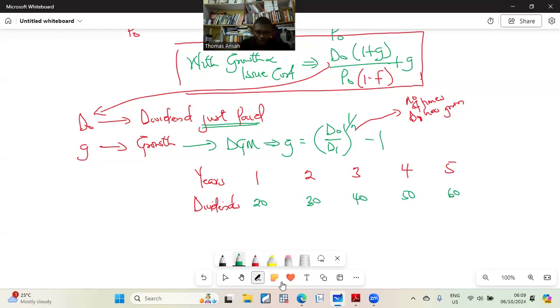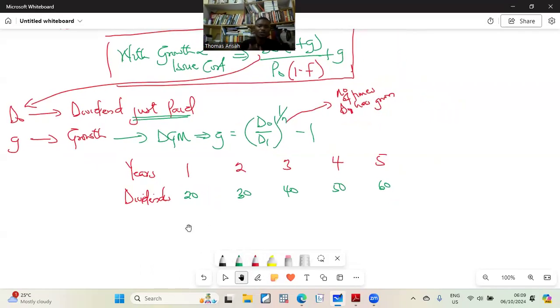What will my formula be in terms of calculating dividend growth, the G? Now, we will say that G is equal to D0, the dividend that has been paid in the current year. This is the very current year I'm standing in. So this will be, let's say, 2024, 2023, 2022, 2021, and 2020. So D0 will be my 60. What is D1? Yes, your guess is as good as mine. It is the 20.